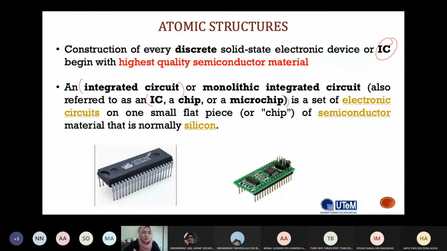This integrated circuit, or the monolithic integrated circuit, is also referred to as IC, chip, or microchip. All of these are the same. Sometimes we call it a chip or microchip. This integrated circuit is a set of electronic circuits on one small flat piece of a semiconductor material that is normally silicon. So inside this integrated circuit, we actually have a very small circuit on a small flat piece of semiconductor material. The semiconductor material that we usually use for the integrated circuit, or IC, is silicon. Silicon is an example of a semiconductor material.